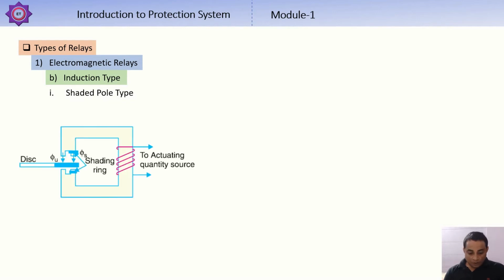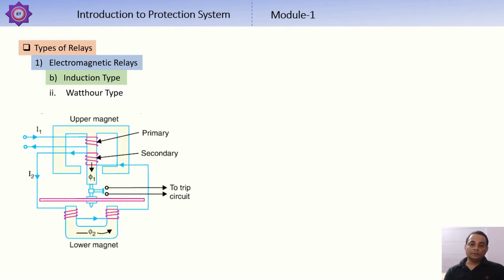When current flows in the coil, flux is set up in the core, say phi u. Due to this phi u, an EMF is induced in the shading ring. By the induced EMF, current flows in the shading ring and sets up another flux, say phi s, because of the shading ring. Due to interaction of phi u and phi s, a torque is applied on the disc and it will start to rotate.